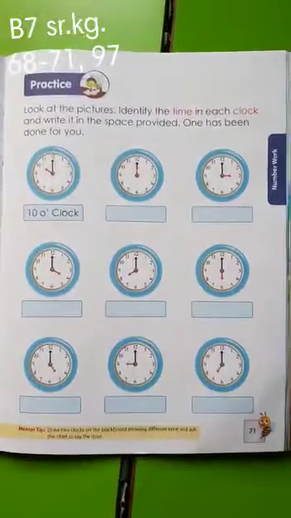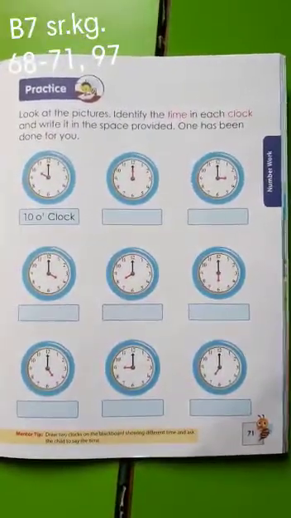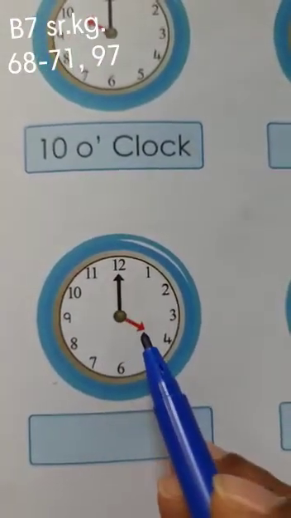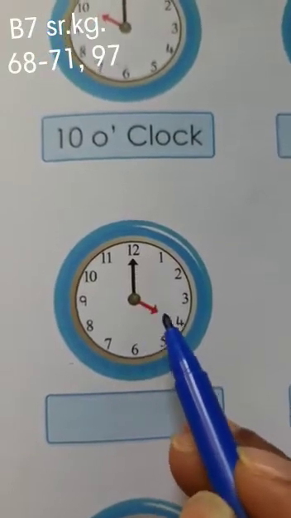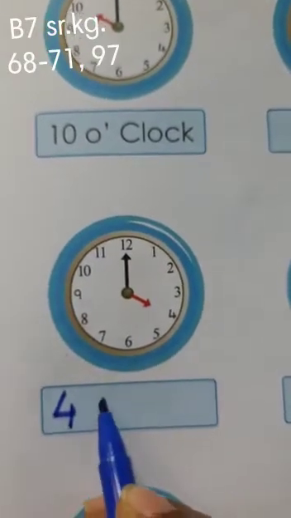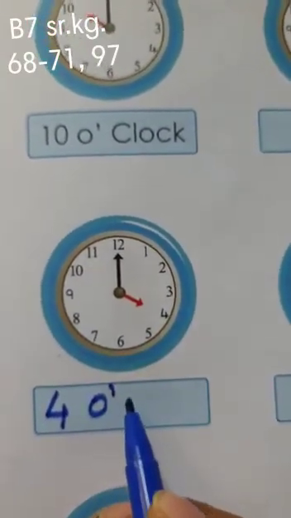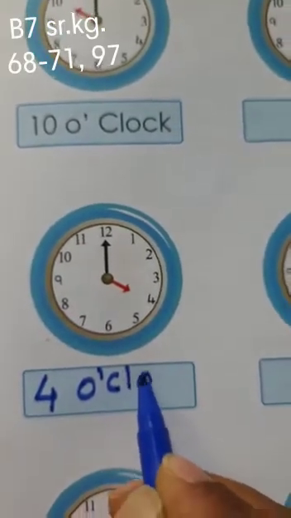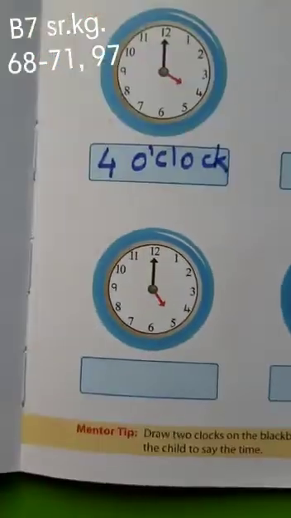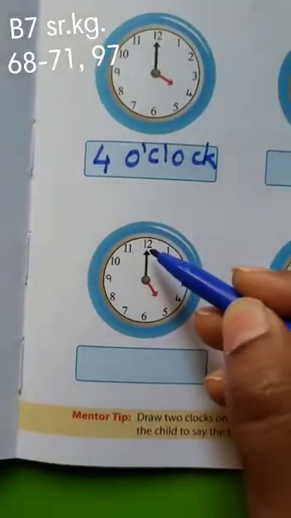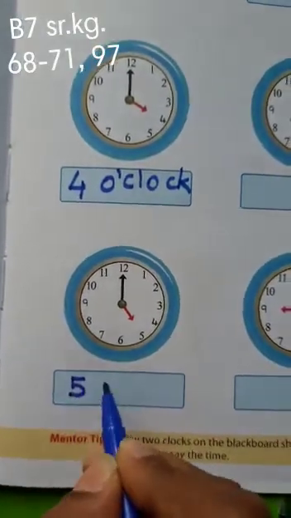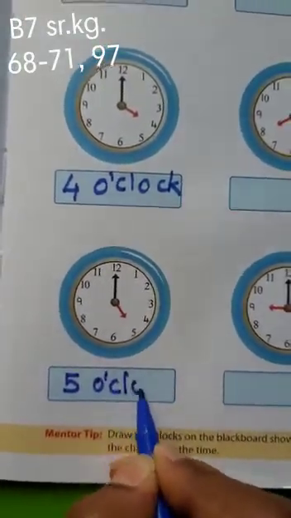So timing is written, the short hand number 10 o'clock. Okay, so same way we will find the other one. Now here long hand at 12 and short hand at 4. So what time will you write? The short hand is at 4. So here you will write 4 o'clock. Correct? Long hand at 12, short hand at 5. So the timing is 5 o'clock.